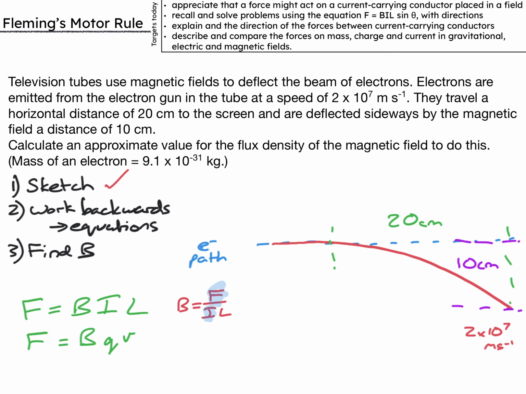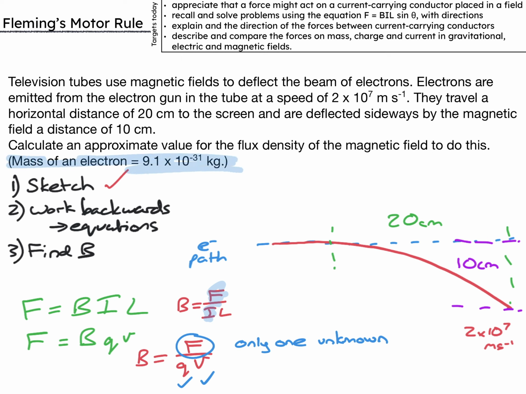F equals BQV, so B equals F over QV. We know Q and V, but we don't know F. Now this is looking better as there is only one unknown, and looking at what we do have, we have m, and everyone knows that we can relate the force to the mass. This might work.